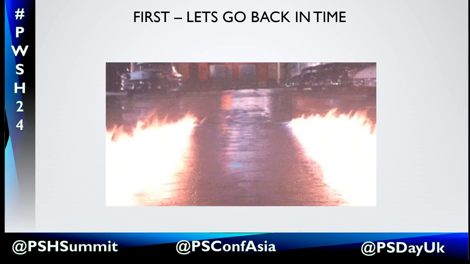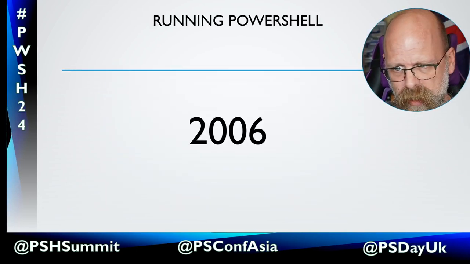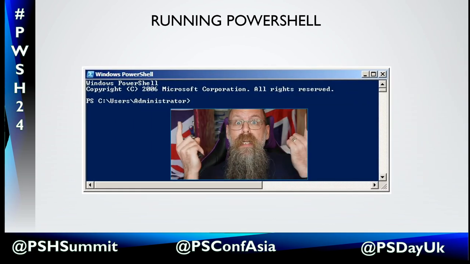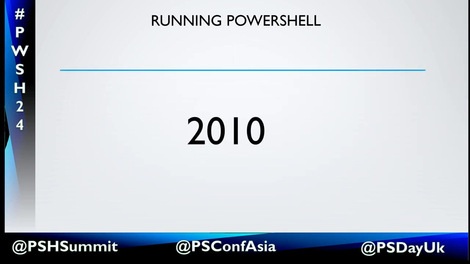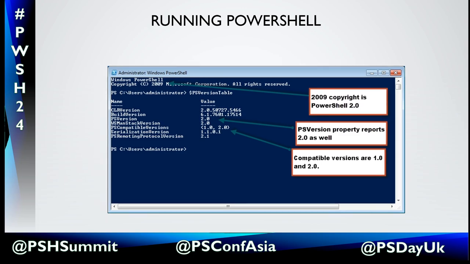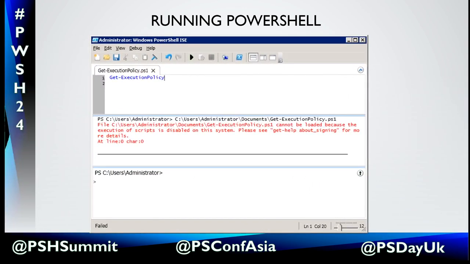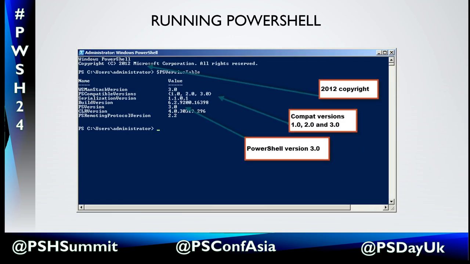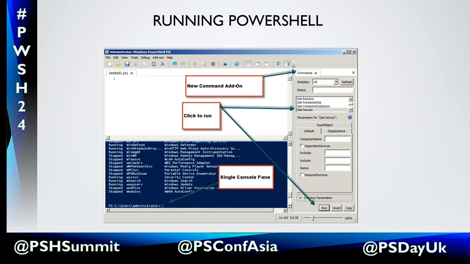So, let's go back in time to 2006. And in 2006, we were running PowerShell in a blue box. We moved forward, we got to 2010. Hey, guess what? We've got new PowerShell, PowerShell version 2, and we run it in a blue box. But we had the ISE as well. Hello, ISE. 2012, look, upgraded PowerShell, even more. PowerShell version 3, still in a blue box. But updated ISE as well. It's got a command add-on. You could have a single console pane, all these improvements coming through.